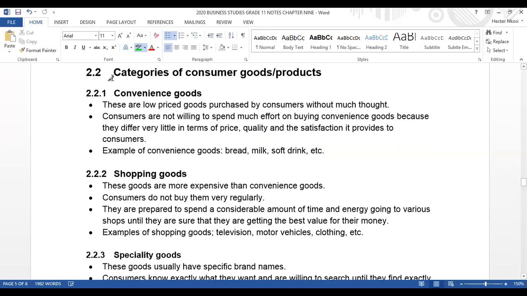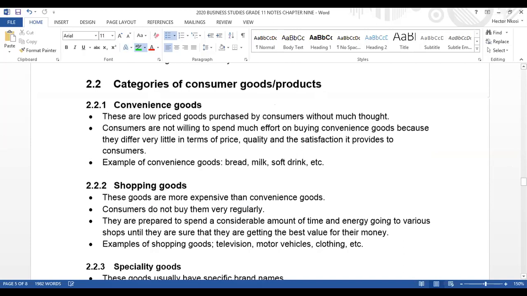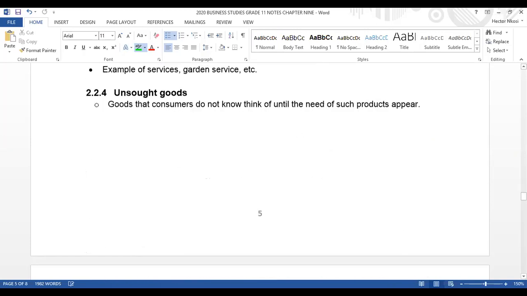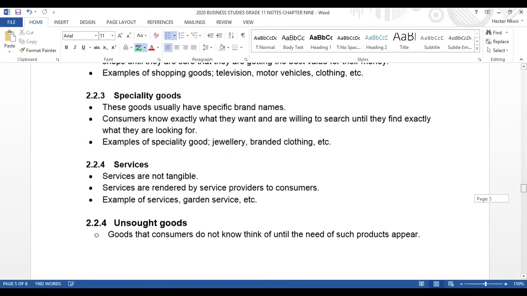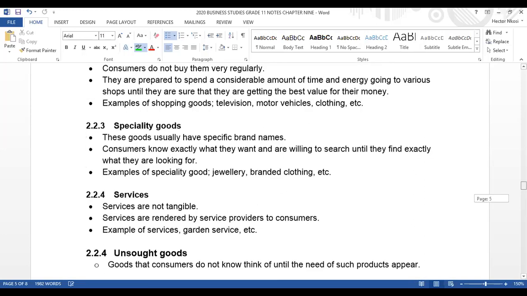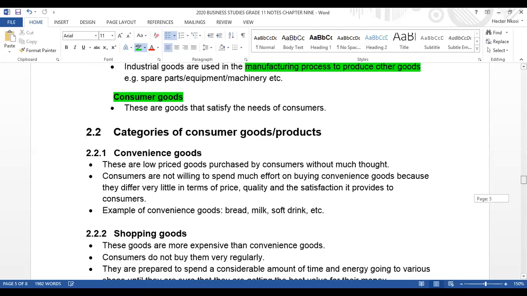Now, I want us to look at the categories of consumer goods, or consumer products, basically. These are the different categories when it comes to consumer goods. We've got convenience goods, shopping goods, specialty goods. We've got services. We've got unsought goods. So we've got five different types of goods under consumer goods.